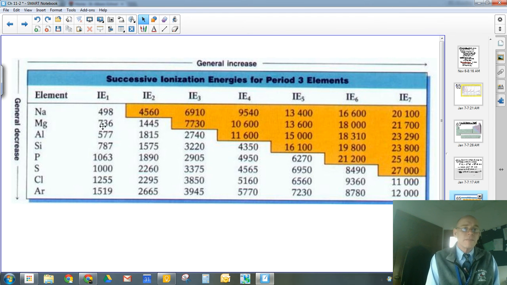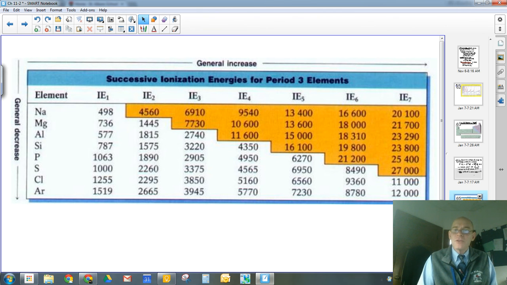Look at magnesium, the next one over in the row. 736 for the first, twice that for the second ionization energy, and then 5 times that amount of energy for the third electron to be removed. And this is the case for every element in that row. Let's look at phosphorus: roughly 1,000, roughly 2,000, roughly 3,000, roughly 4,000. And then there's a jump from 6,000 to 21,000 joules to remove the 6th electron versus the 5th. So what's going on here? Why is it not smooth?